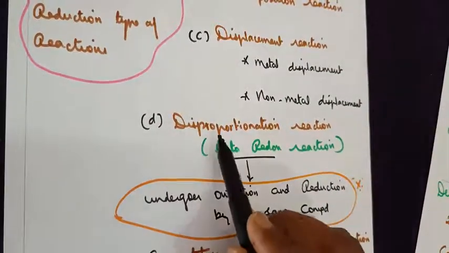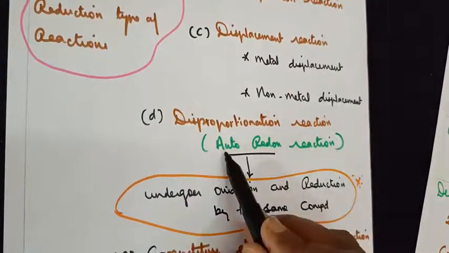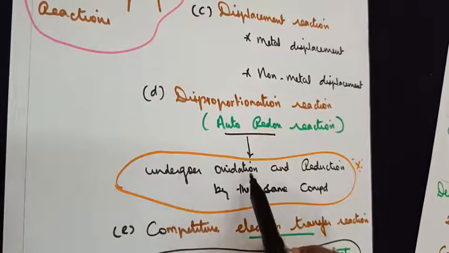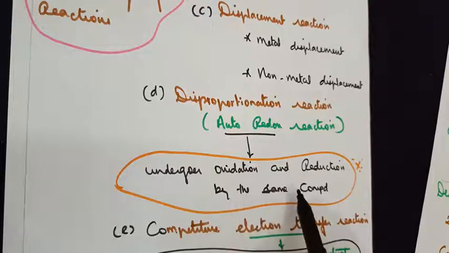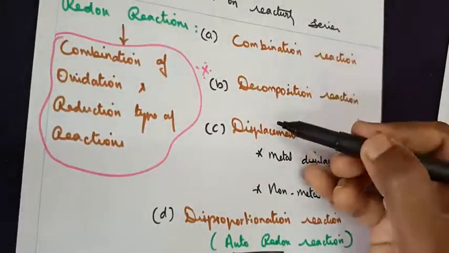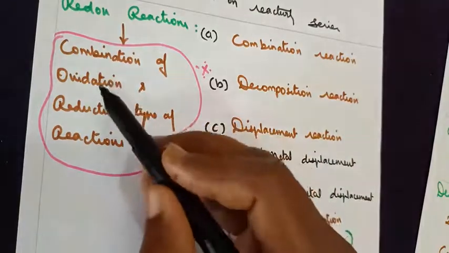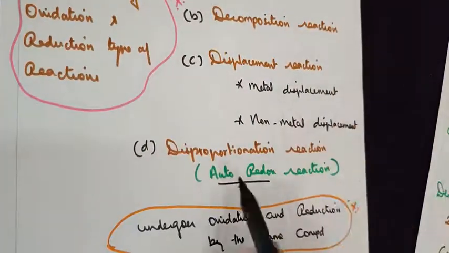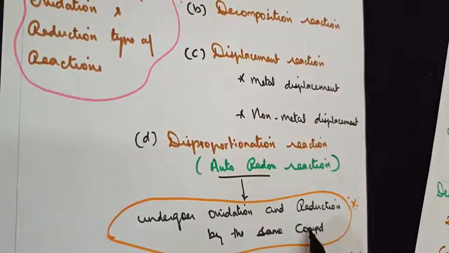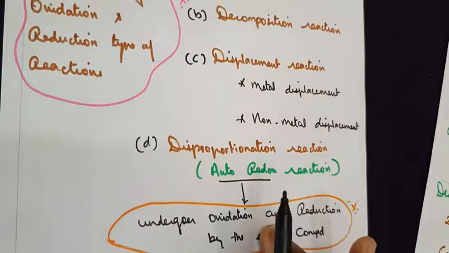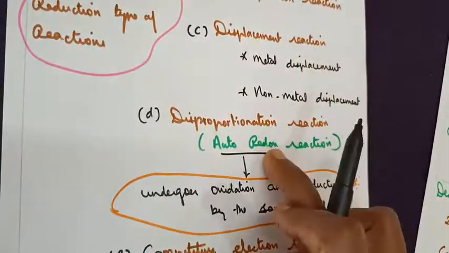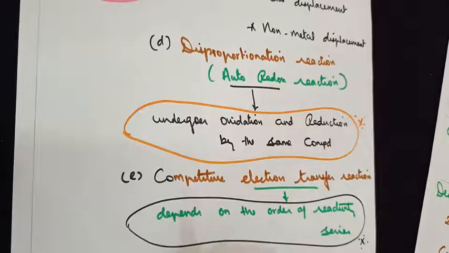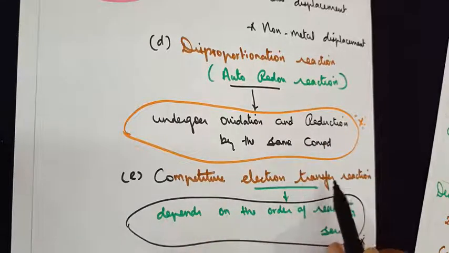The fourth one is called a disproportionation reaction or an auto-redox reaction. What's the meaning of auto-redox reactions? Oxidation and reduction are undergone by the same compound. Please remember the previous types: when I say oxidation and reduction, oxidation is by one compound and reduction is by a different compound. Now when we say disproportionation, the same compound undergoes oxidation and reduction. In the previous cases different compounds, here the same compound, and that's what I have stressed by circling it with a different color.